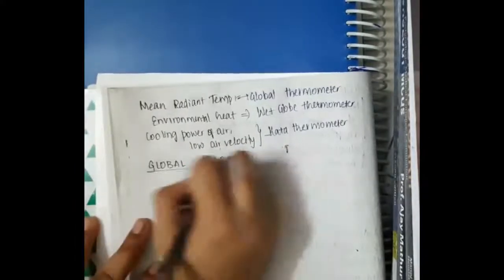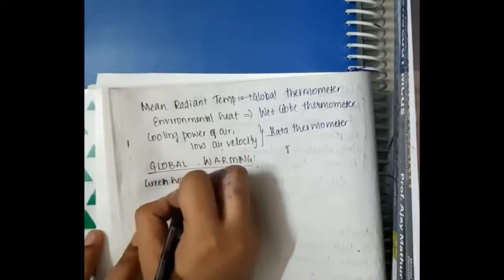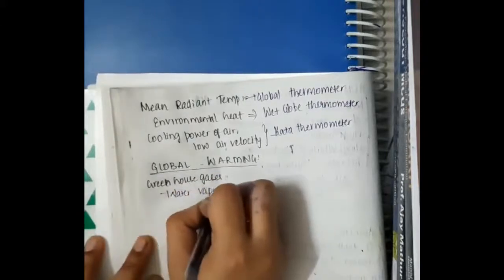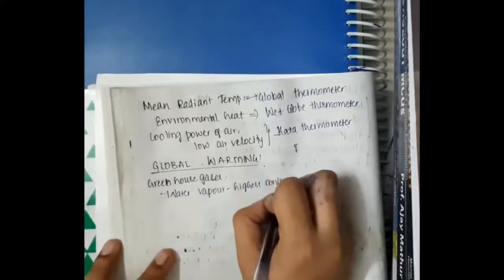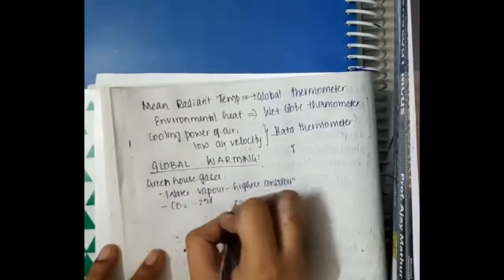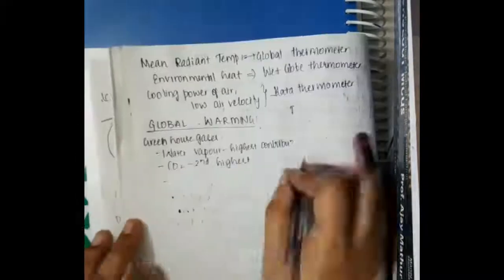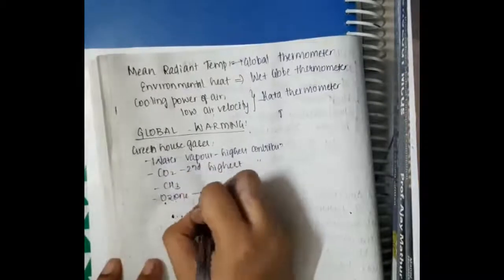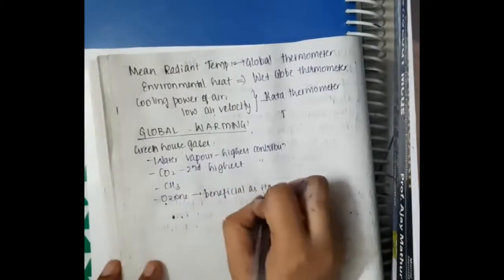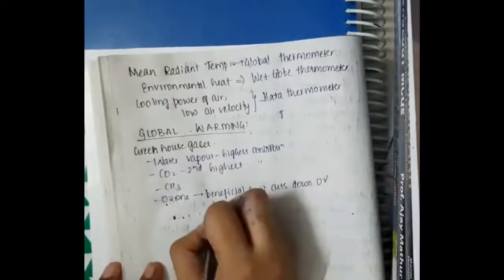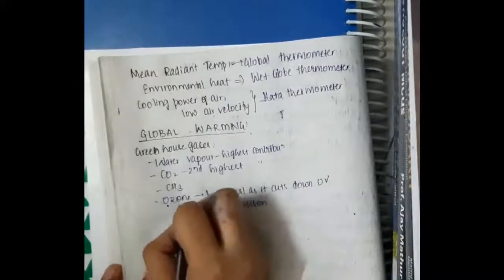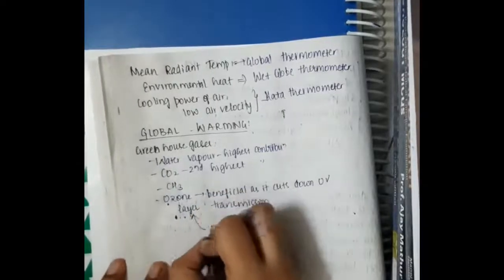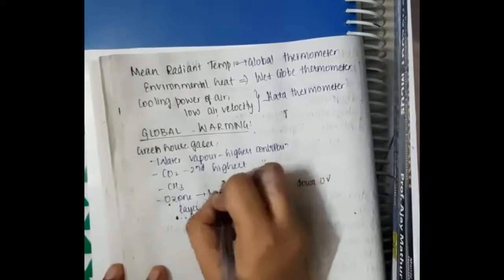Then global warming. In global warming, first, greenhouse gases. Water vapor is the highest contribution of greenhouse gases, followed by carbon dioxide, which is the second highest contribution. Methane, ozone. Ozone is beneficial as it cuts down UV transmission. But the chlorofluorocarbons, which are seen in refrigeration and ACs, will deplete this ozone layer.